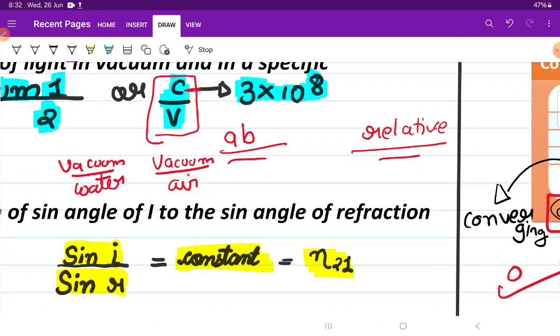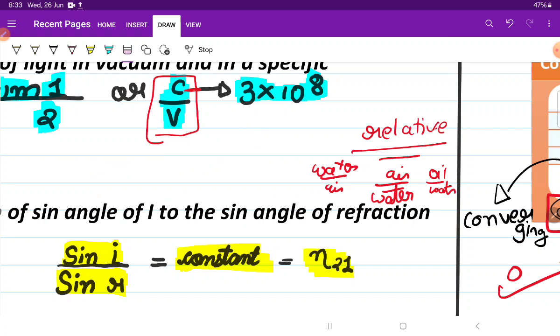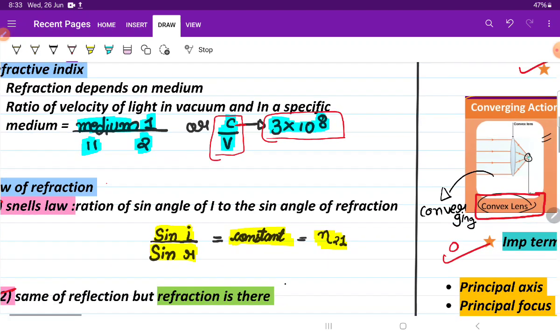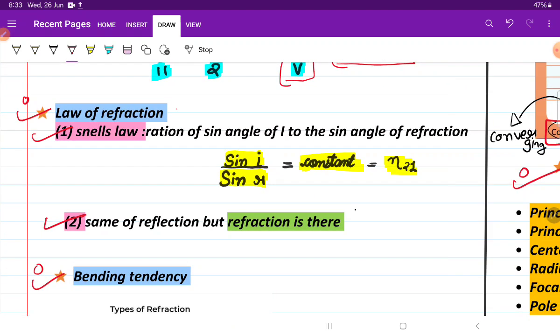While in relative index, you can take any medium in the numerator as well as the denominator. For example, water upon air, air upon water, then oil upon water. Okay, students. So absolute refractive index means you are comparing the other medium to the vacuum only. And the speed of light in vacuum is 3 into 10 raised to power 8. So this is the important value. You have to remember that.